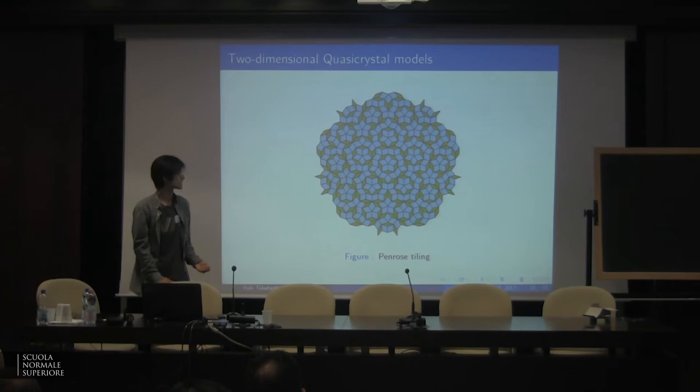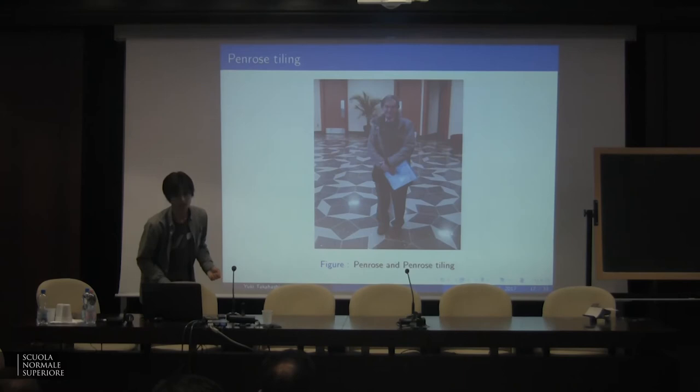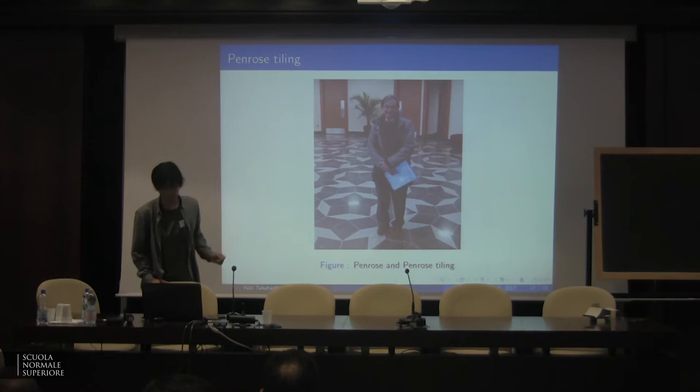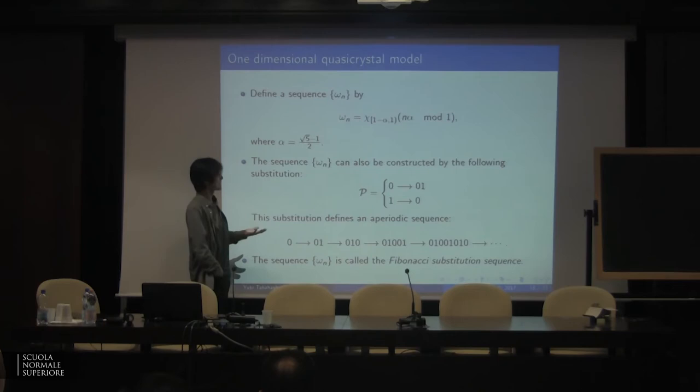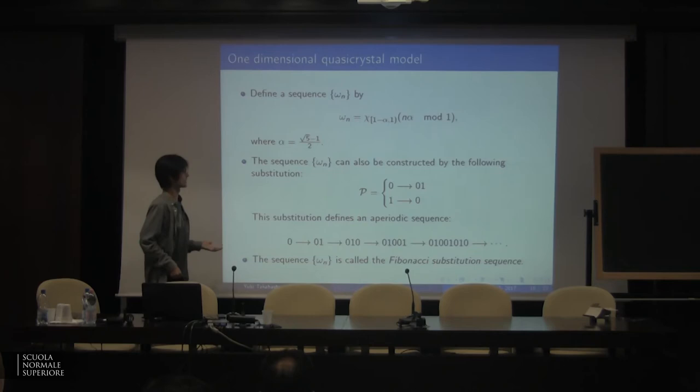So this is one famous model for a two-dimensional quasicrystal, but unfortunately, human beings have no technique to analyze this. This is the Penrose tiling. Since we so far have no technique to analyze two-dimensional quasicrystal models, let us consider an easier model. Let us consider a one-dimensional quasicrystal model. Such material does not exist in nature, but who cares?